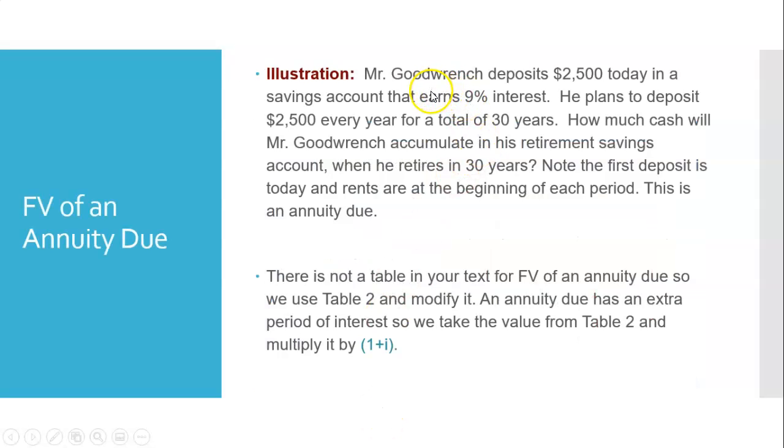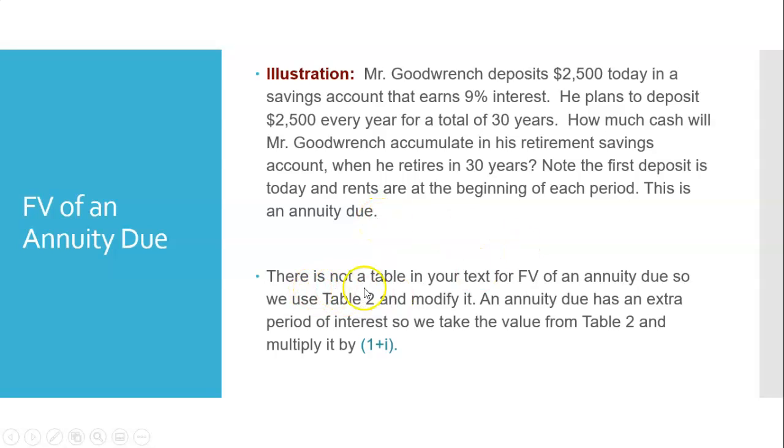Here is an example of future value of an annuity due. Mr. Goodwrench deposits $2,500 today in a savings account that earns 9% interest. He plans to deposit $2,500 every year for a total of 30 years. How much cash will he accumulate in his retirement savings account when he retires in 30 years? The first deposit is today, and rents are at the beginning of each period, so this is an annuity due.